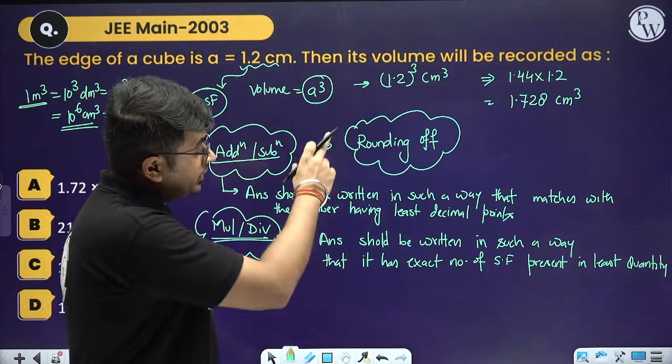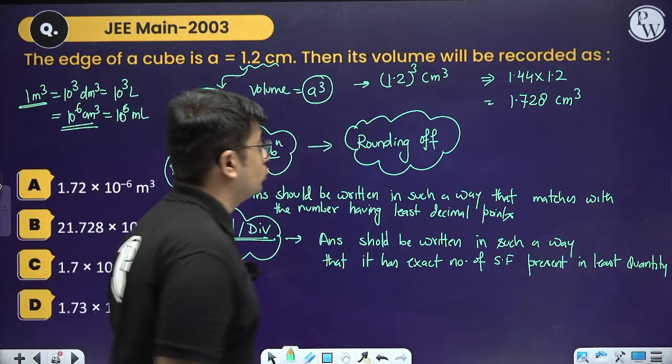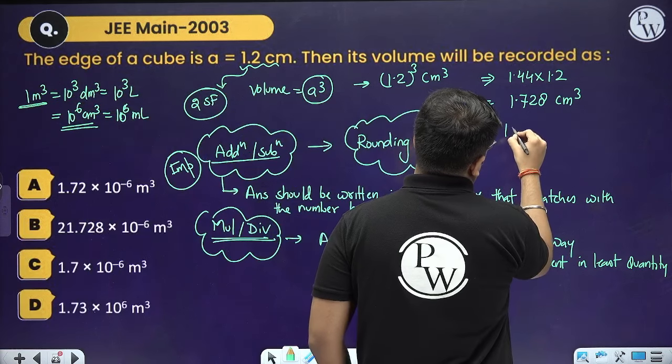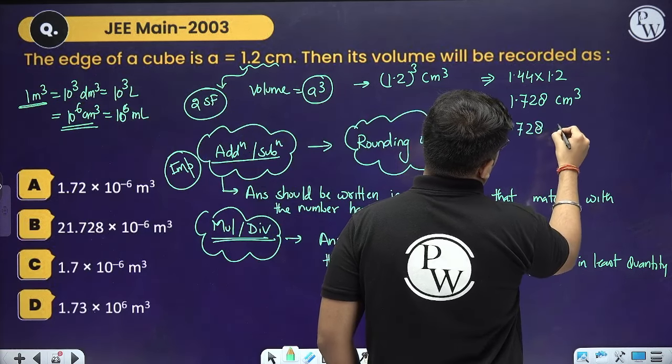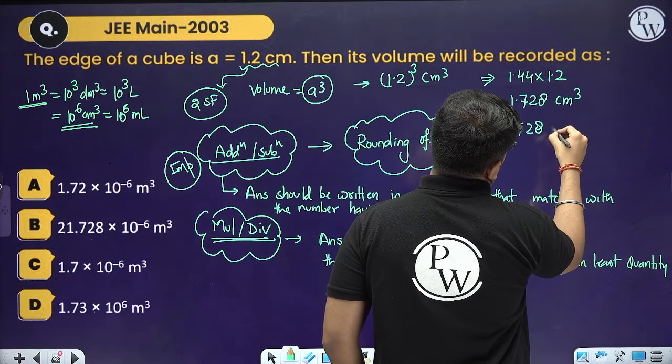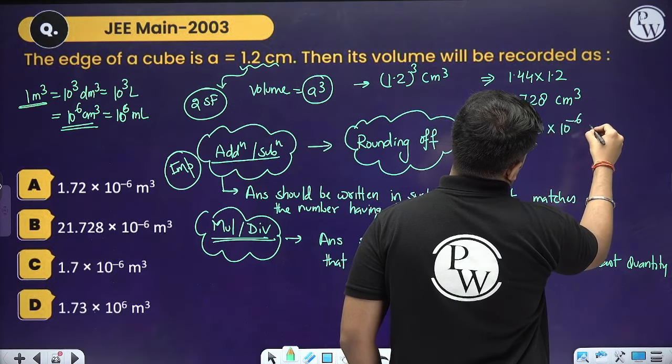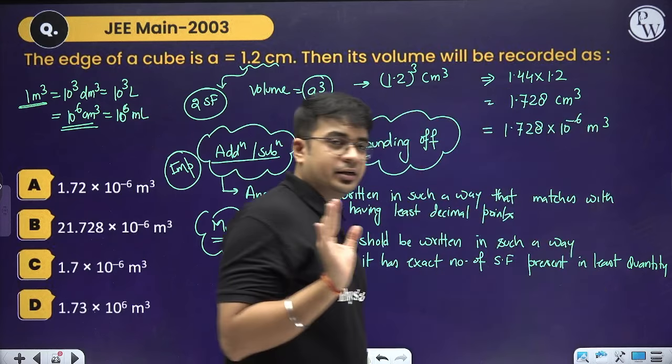So 1 centimeter cube is 10 raised to the power minus 6 meter cube. So I can say that 1.728 multiplied by 10 raised to the power minus 6 meter cube. First part, it is already done.